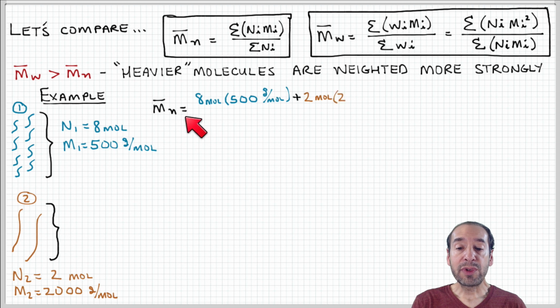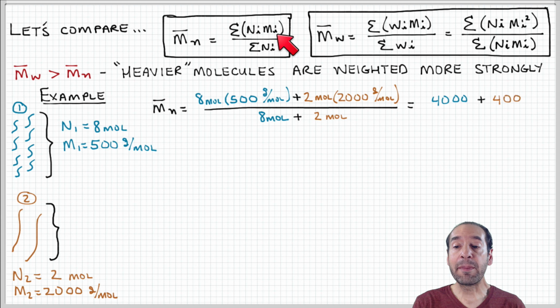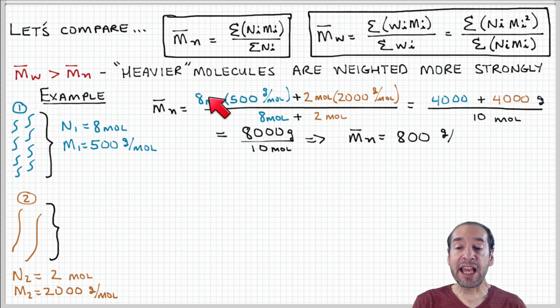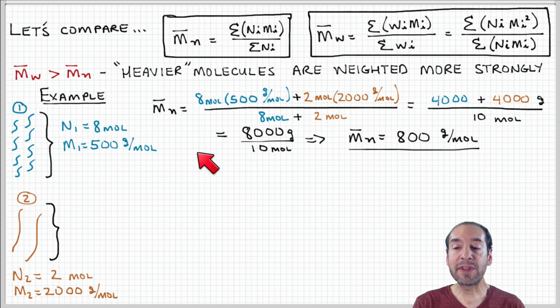Okay, so if we want to do this calculation, we know that we need to add up the NI, MI terms and divide by the total number. So I have 8 moles of fraction 1. That's 500 grams per mole. So N1, M1 is 8 moles times 500 grams per mole. And then in my second fraction, I have 2 moles. That's my N2. And the molecular weight of that fraction is 2,000 grams per mole. That's my M2. And then the total number in the denominator is 8 moles plus 2 moles, or 10 moles.